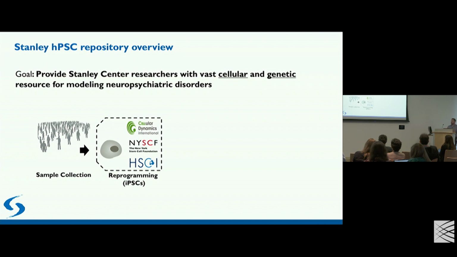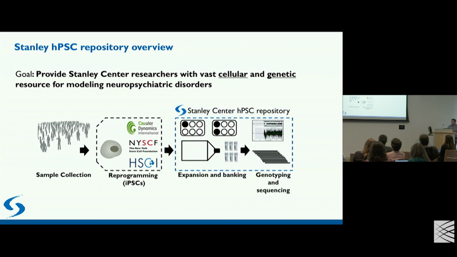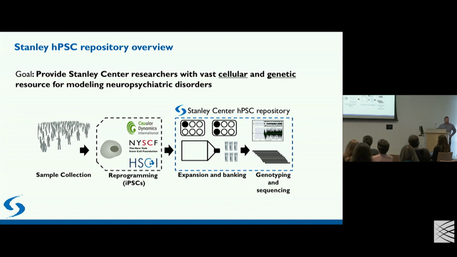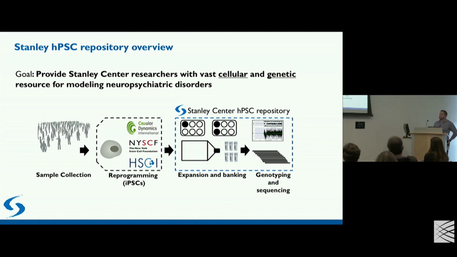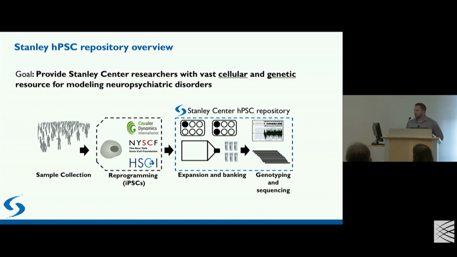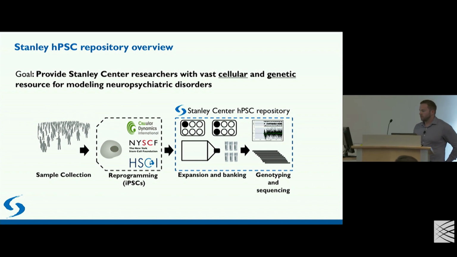And then another large subset of our collection are lines that we have purchased from CDI and Fujifilm in a partnership with CERM. And these are already pre-reprogrammed, so they come to us as IPS cells. Once they come to the Stanley Center repository, they go through a very standard expansion and banking pipeline. Every line undergoes the same expansion procedures, and then they're all submitted for genotyping and sequencing. And I'll talk about what we do with this information later.